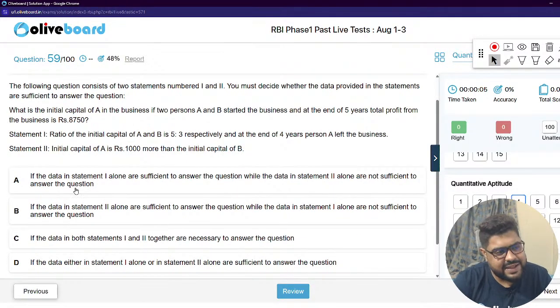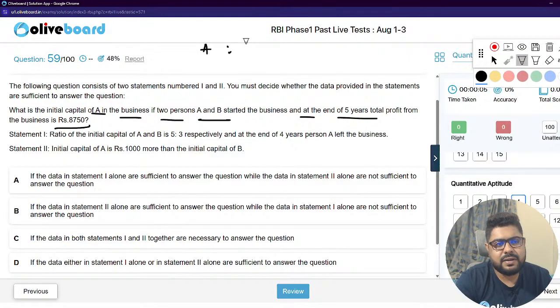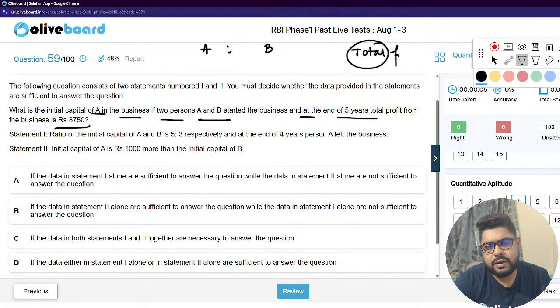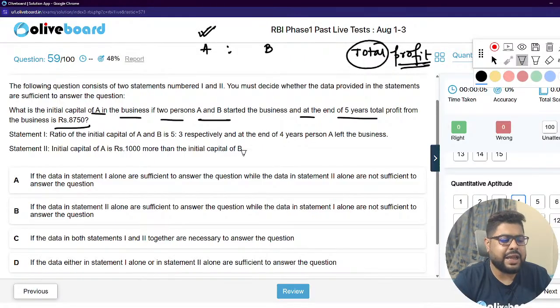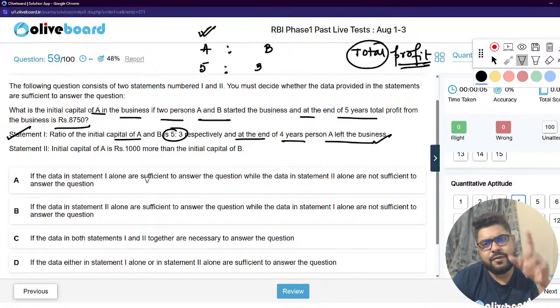Perfect, sir? Next one, again statements. Initial capital of A in the business, A and B, at the end of 5 years, total profit is given. Sir, A and B started a business and the total profit after 5 years has been given to you. They are asking what is the initial capital that A had invested. Statement 1: the initial capital ratio is 5:3. And at the end of 4 years, A left the business. So A left after 4 years.